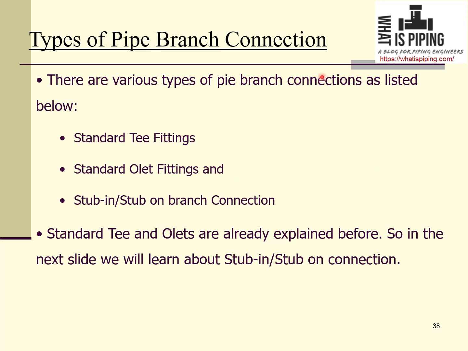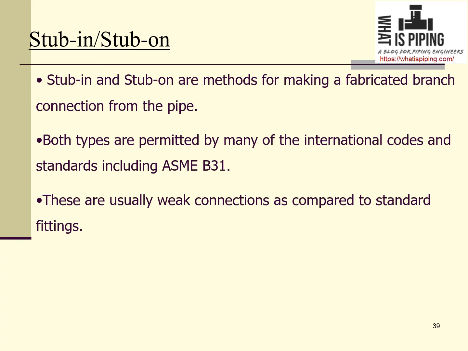There are various types of pipe branch connections like standard T fittings, standard OLET fittings, stub-in or stub-on branch connection. Now, standard T and OLET fittings we just covered. So in the next slide we will only cover the stub-in or stub-on branch connection. Now stub-in versus stub-on. Stub-in or stub-on are methods for making a fabricated branch connection from the pipe. Both types are permitted by many of the international codes and standards, including ASME B31. These are usually weak connections as compared to standard T or OLET fittings.